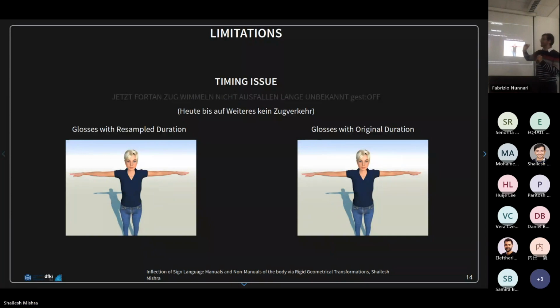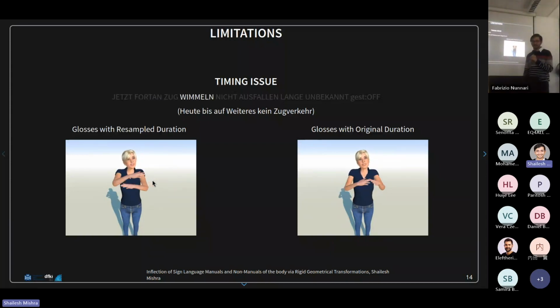So as I say again, this is the timing issue, right? Here I resample the duration so that it matches the original sign. And this one is the original duration of the dictionary gloss. If I play them back together, what you will notice is that this one takes a little bit longer and there's a lag from the resampled version. So what we want to do next, in future work, is use the original duration instead of the resampled version, because maybe then the user will perceive it better because they can understand it better, right? Unlike simply using the resampled version.